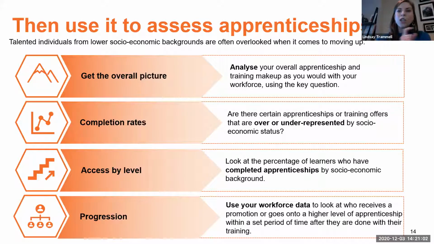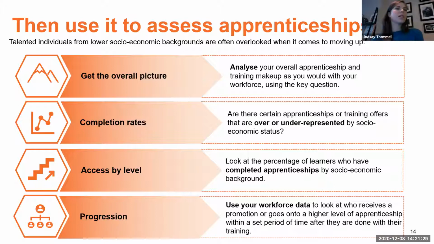So again, use that same question, that one key question, the parental occupation question, to analyze apprentices, your overall apprenticeship diversity, completion rates by socioeconomic background, level. Are disadvantaged apprentices stuck at level 2 and level 3, and more privileged apprentices up at those higher levels? That's what we see nationally. So check it against your workforce.